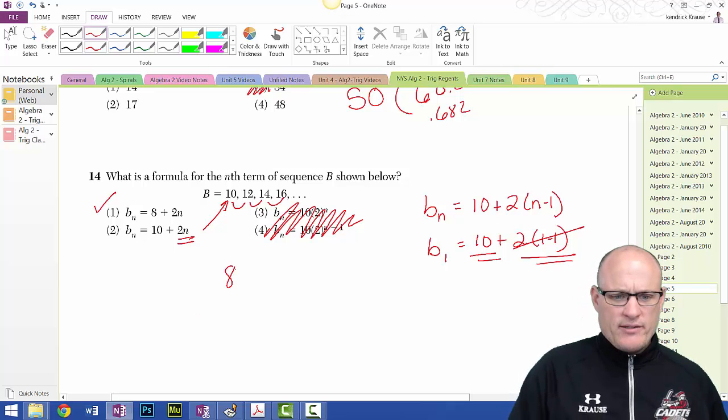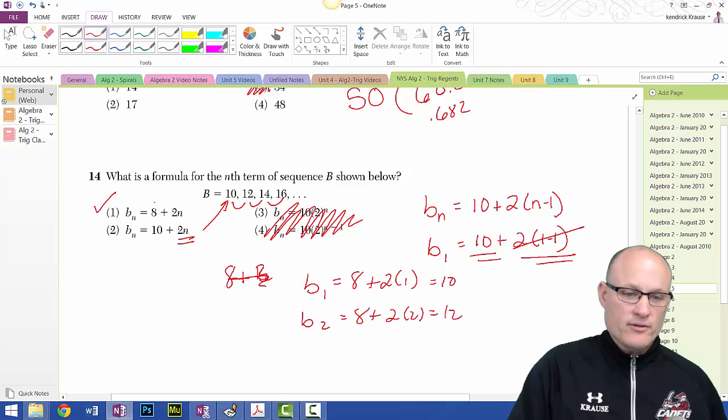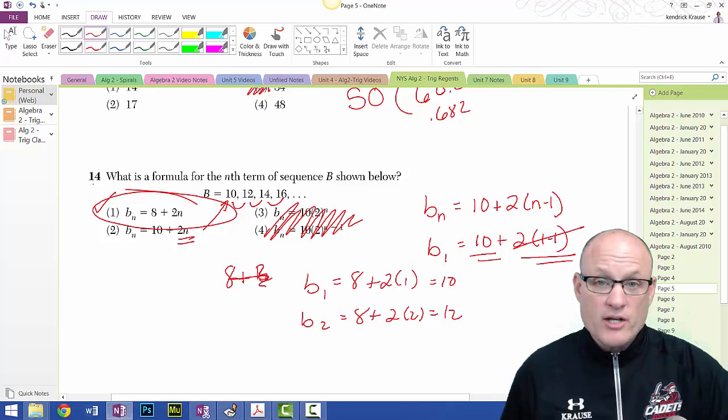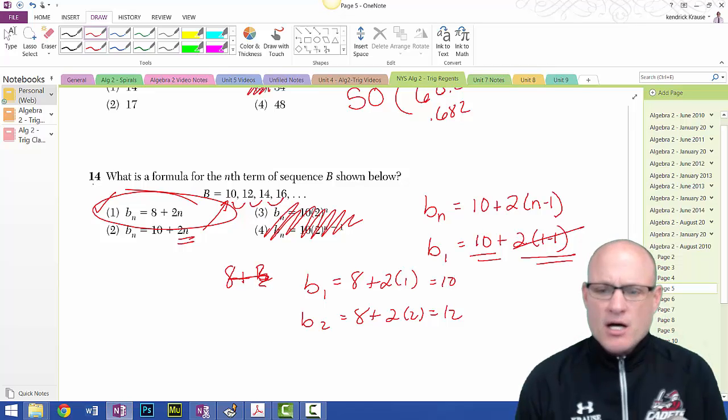We're going to do 8 plus 2n. So b sub 1 is equal to 8 plus 2 times 1. That's 10. Well, let's try b sub 2. b sub 2 is equal to 8 plus 2 times 2. That would be 12. Ah, there it is. We got it. And therein is the last problem, August 2010, part 1, questions 1 through 14.